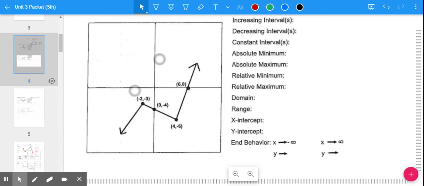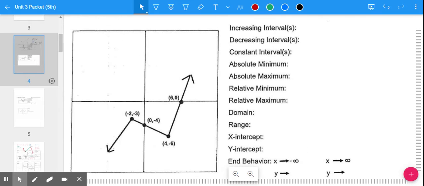So we're starting off with interval of increase, decrease, and constant. I'm going to get my highlighter. At the very beginning, you always start at the far left side of your graph. I see that it's going up, and then it goes down, and then it goes up again. Don't forget your arrows. They are important.